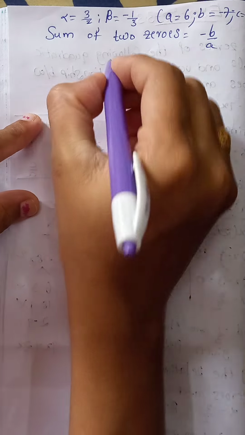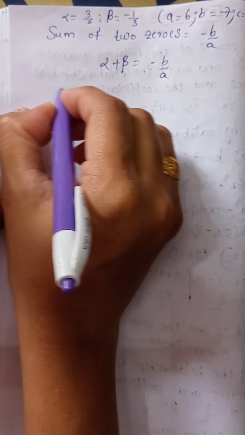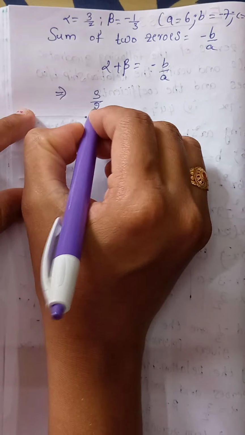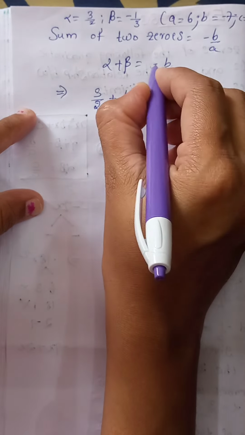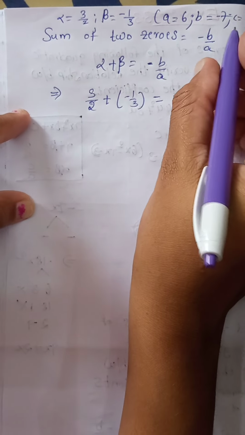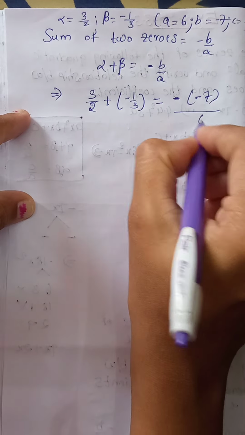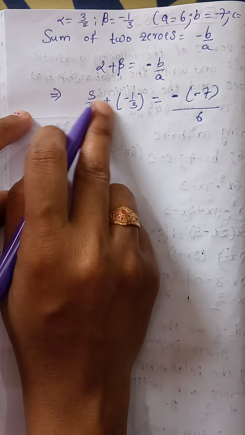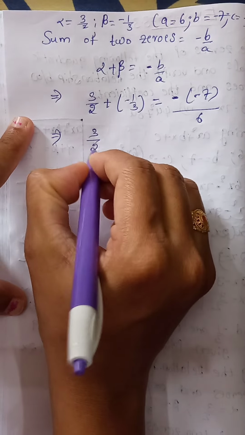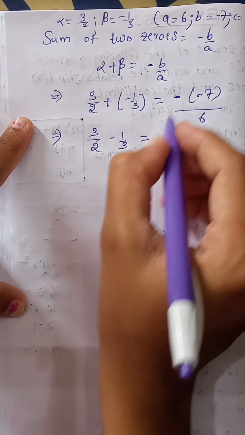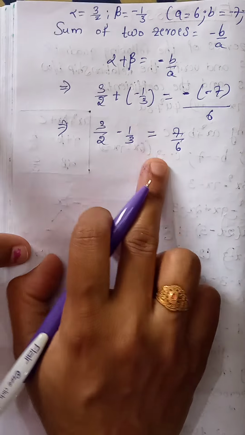Sum of two zeros equal minus b by a. Alpha plus beta equal to minus b by a. Alpha is 3 by 2 plus beta value is minus 1 by 3 equal to minus, write minus, b value is minus 7 divided by a value is 6. So 3 by 2 minus 1 by 3 equal to minus into minus, plus 7 by 6. On right side we have 7 by 6.